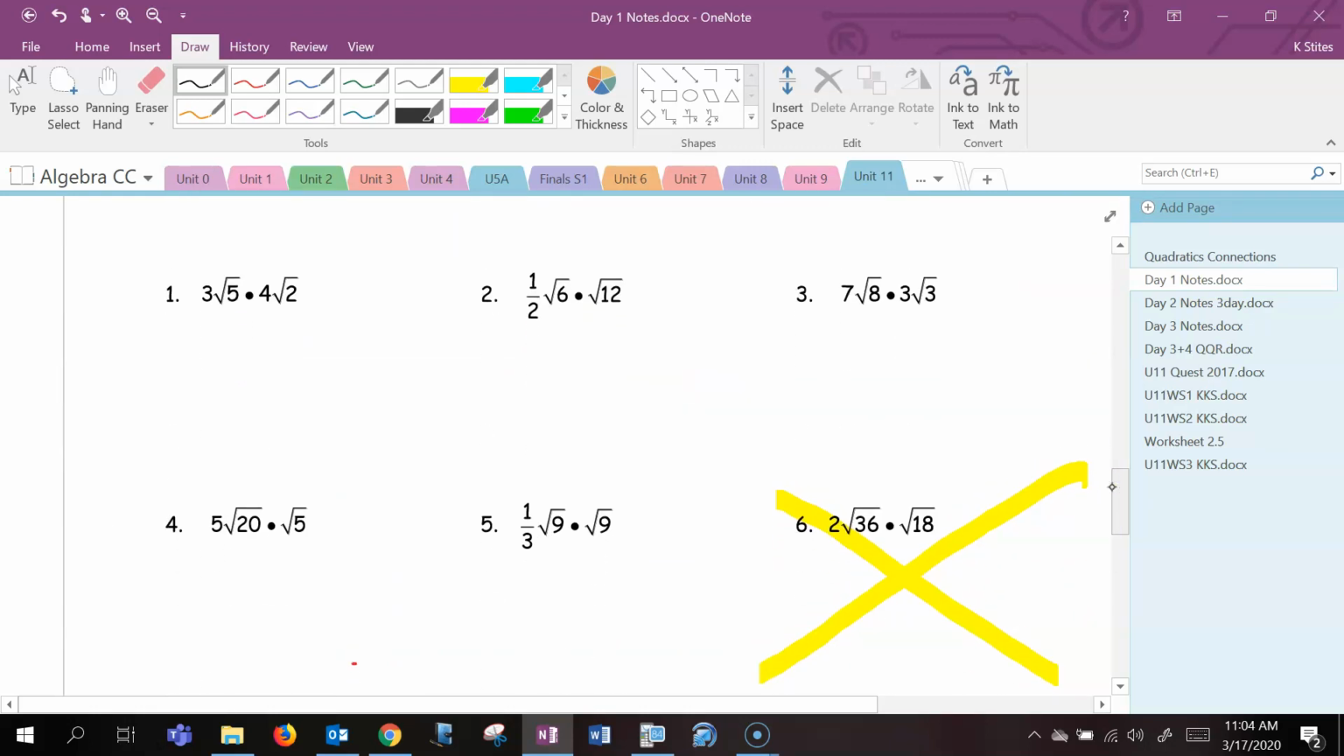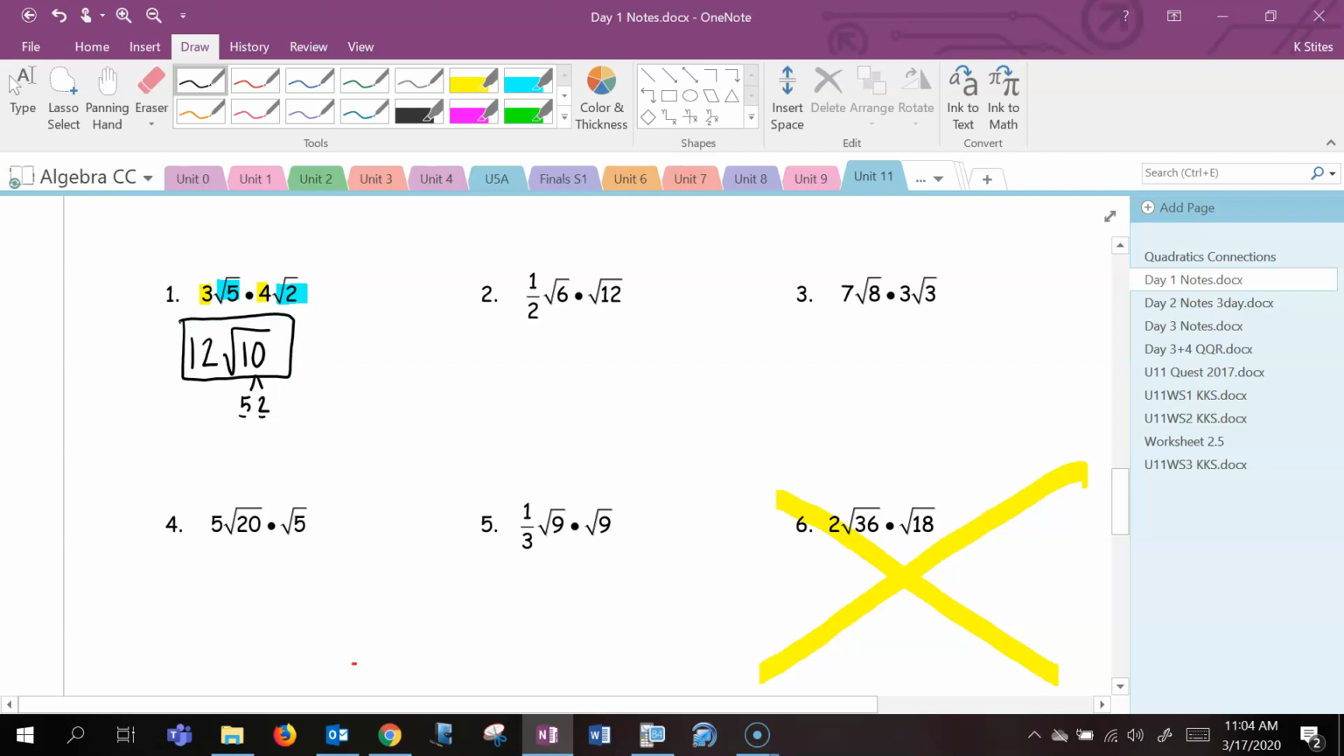All right, let's flip it. Let's try one of these. Okay, so again, first step, outside times outside. 3 times 4 is 12. Inside times inside. Root 5 times root 2 is root 10. Check if you can do a tree only with the radical. That doesn't do anything, so 12 root 10 is our answer.